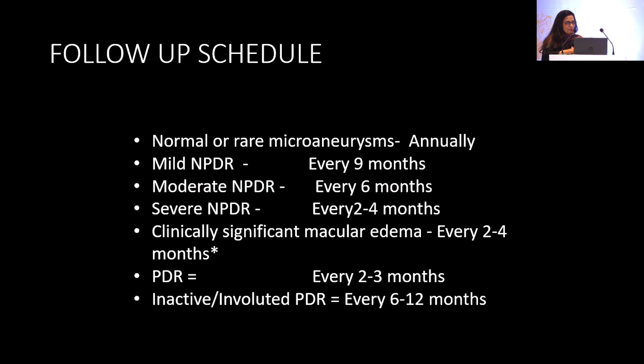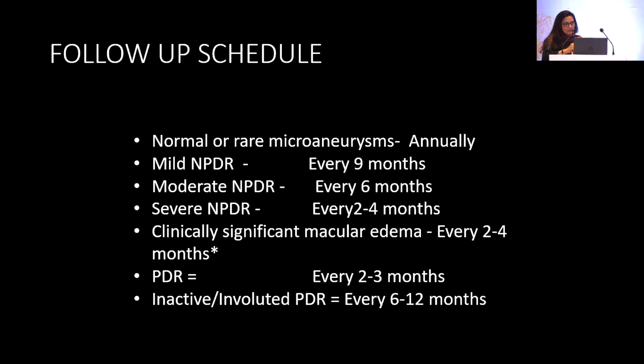Now, a follow-up of diabetic patients, this is the follow-up schedule. So annual follow-up if the patient has no retinopathy. For a mild retinopathy, every 9 months. For a moderate NPDR, where you just have a few microaneurysms scattered here and there, would be 6 months. Severe NPDR, where you would have microaneurysms, hemorrhages in all 4 quadrants, would be every 2 to 4 months.